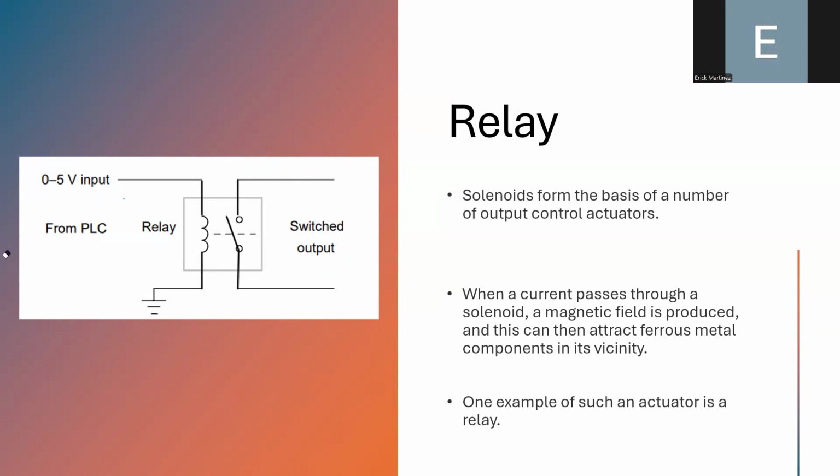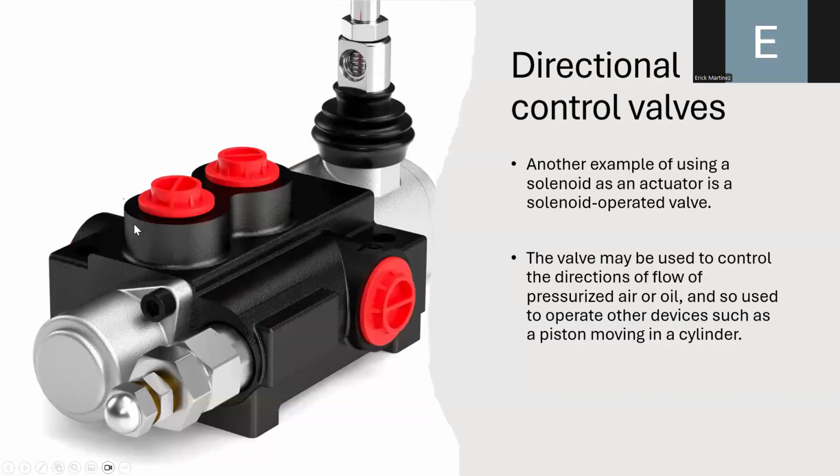Okay, so this is one type of actuator that you can use. In fact, relays can be used for controlling motors or directional control valves. Another type of actuator that we can control is the directional control valve. They can be operated through relays or solenoids. Basically, directional control valves allow us to control the direction of a fluid inside them.